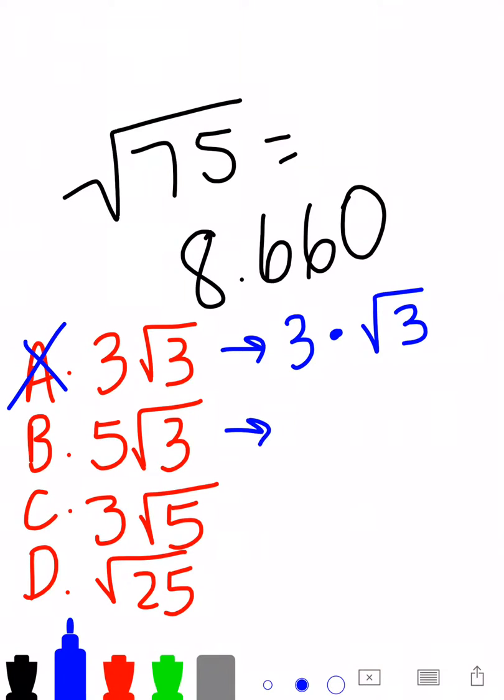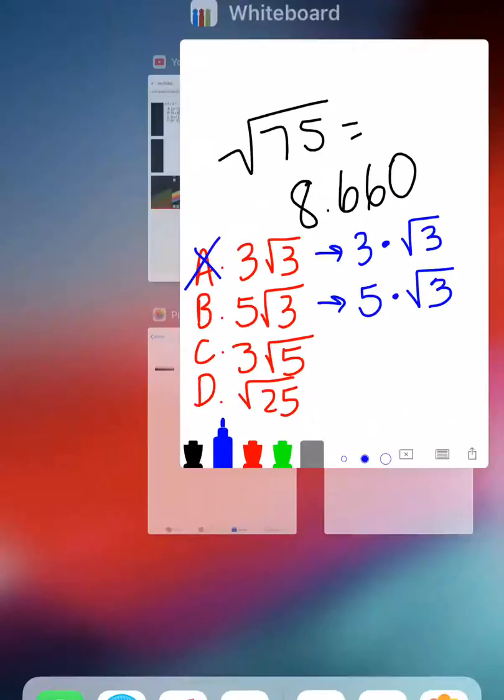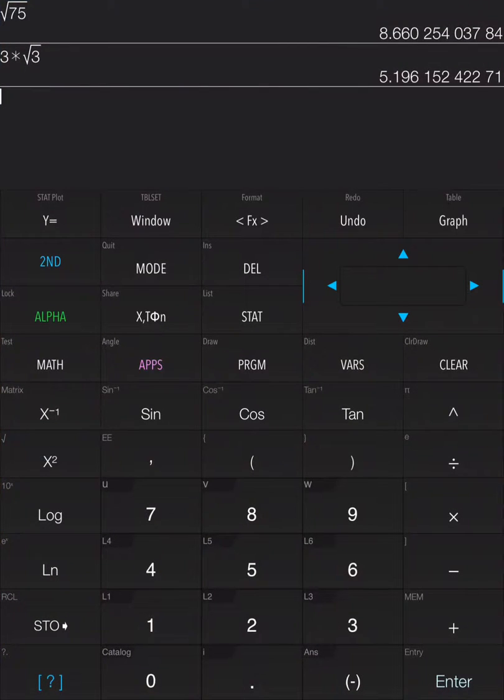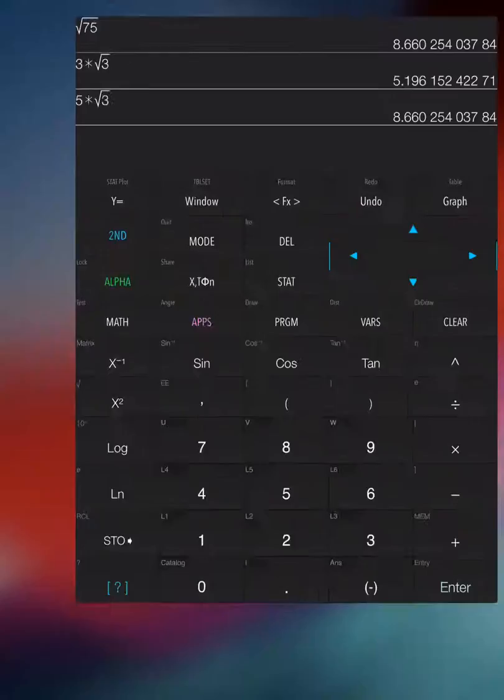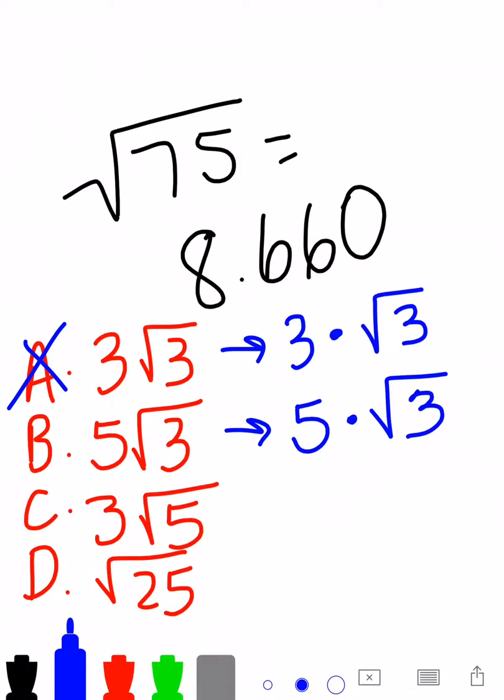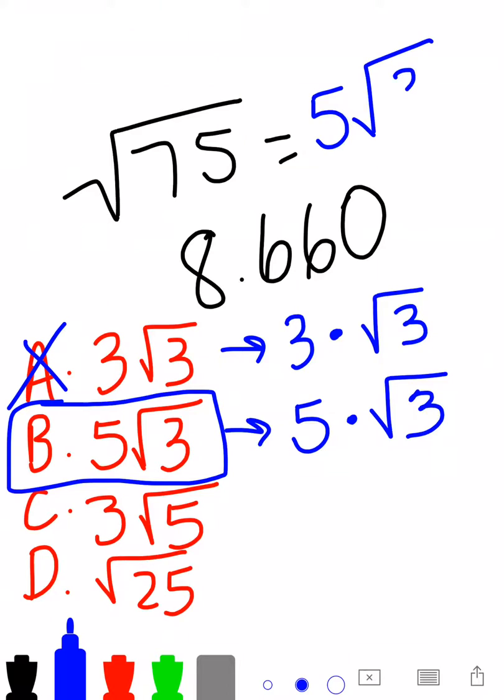You're going to go to B. B is basically saying 5 times the square root of 3. Do the exact same thing. Come over here. You're going to hit 5 times second x squared to bring up the radical, square root of 3. Hit enter. We have a winner. If they match up exactly, like the exact numbers match up, then that means that it is equivalent. So 5 times the square root of 3 is equivalent to the square root of 75.